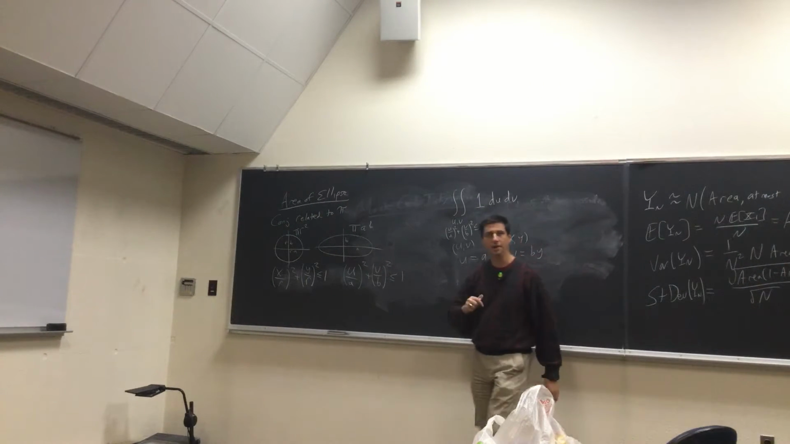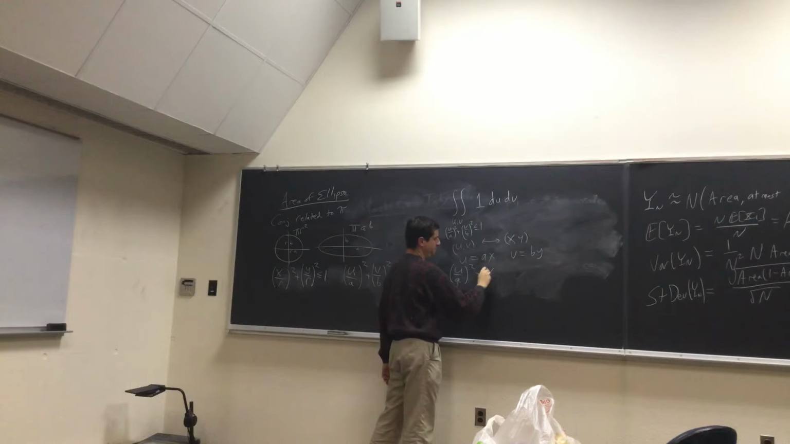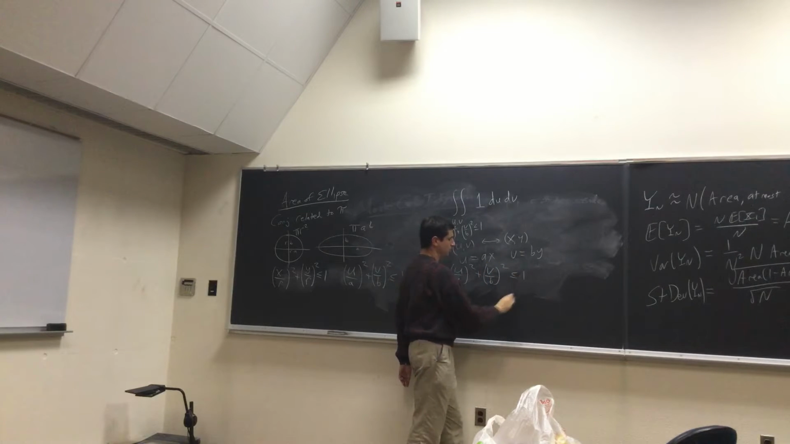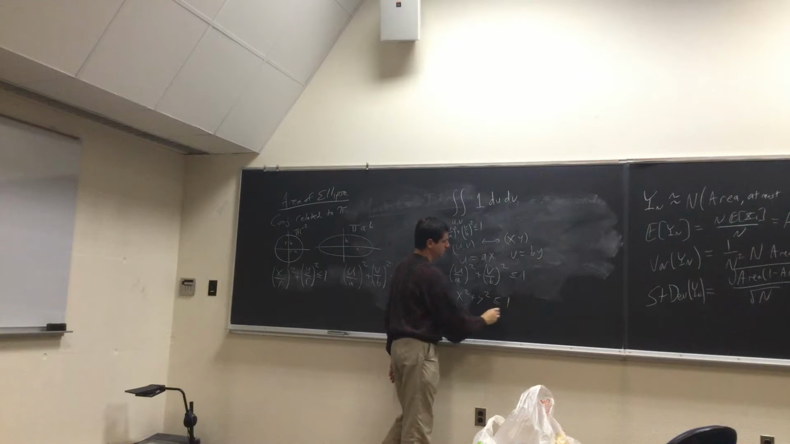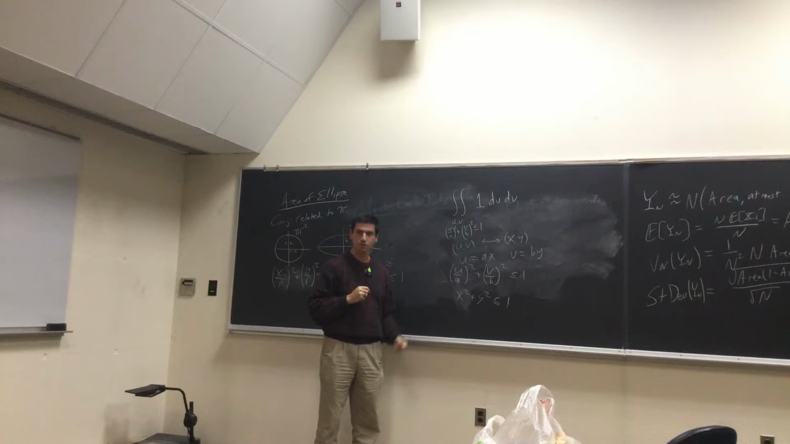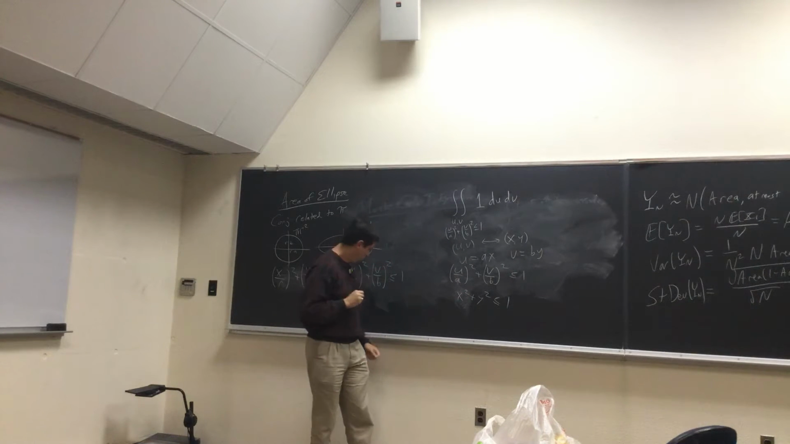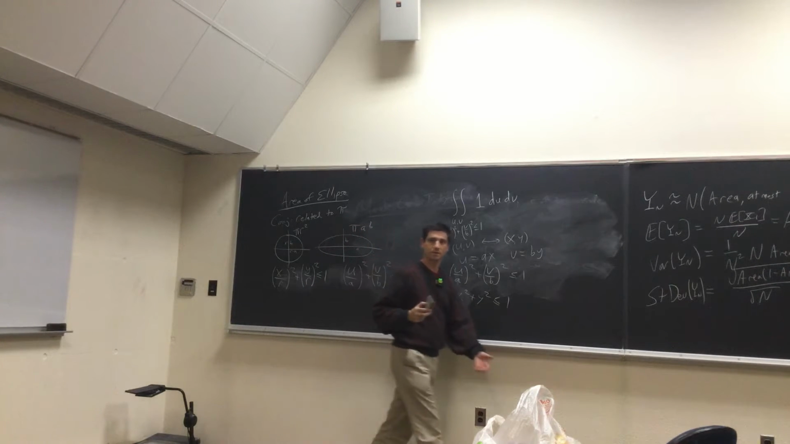Let me do it like this. So now our equation, u over a squared plus v over b squared is less than or equal to 1, becomes x squared plus y squared less than or equal to 1. So we've now converted it to a unit circle. Do we know what the area of a unit circle is? Yeah, it's just pi.